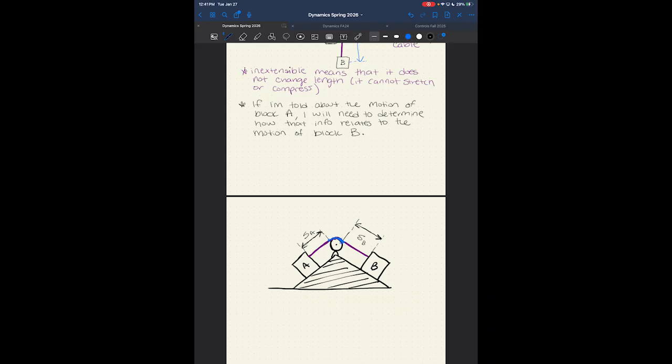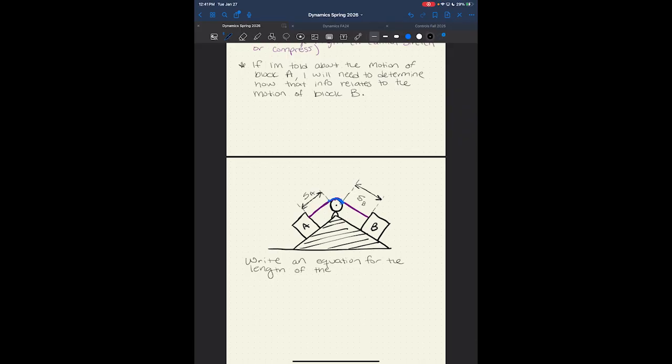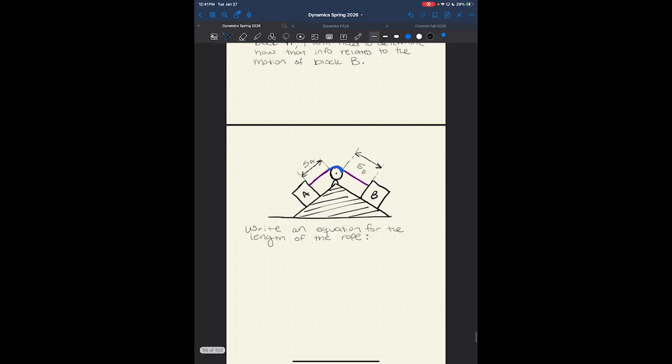So here's how I write this relationship for how these two kinematics of these particles are related. The very first thing I want to do is write down an equation for the length of the rope. So let's say I have this total distance of the rope. The rope has some total length. Can I write the length of the rope in terms of the things that I have notated on my image? What would that expression be?